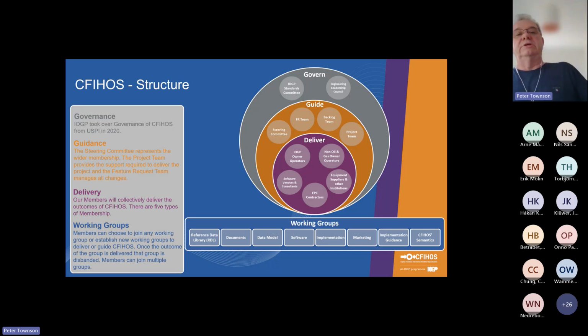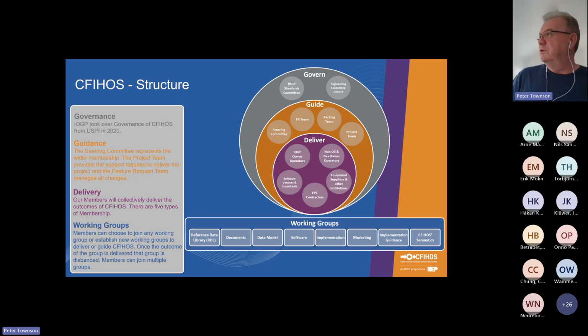We've got the data model group, which actually develops the data model. And then we've got a software group. We've also got an implementation group. Now, the implementation group is the group that actually develops all of the narrative documents. So they're responsible for developing the spec doc, the guidance documents, and the other documents that we've got in there, the scope and procedure documents and the like. We've got a marketing team which looks after making sure that CFIHOS is understood, and we're talking to the right audiences, and making sure that the messages are getting out there about what CFIHOS is.